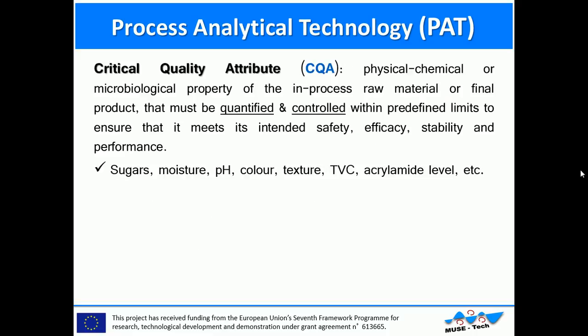A critical quality attribute is a physical, chemical, or microbiological property of the in-process raw material or final product that must be quantified and controlled within predefined limits to ensure that it meets all the required safety and quality parameters. For example, sugar content, moisture level, pH, color, texture, microbiological parameters, and so on.